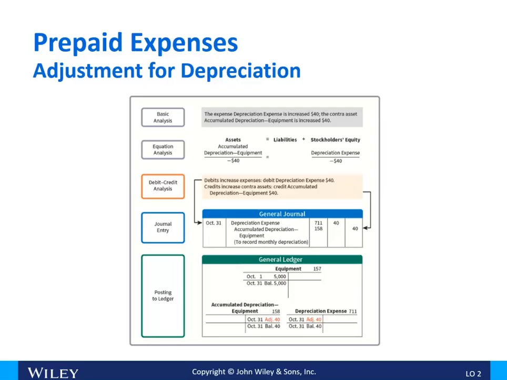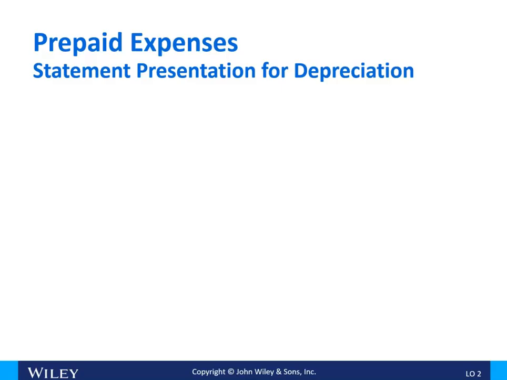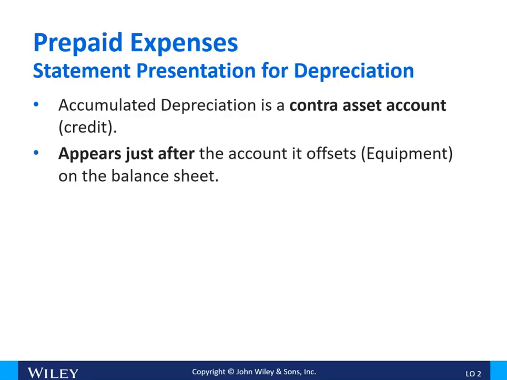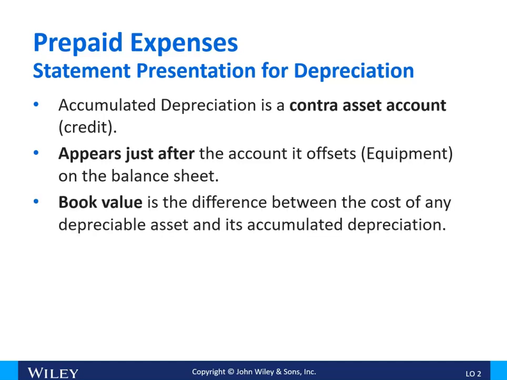When we look at the statement presentation on the financial statements, accumulated depreciation, a contra asset account, is a credit and appears just after the account it offsets, in this case equipment. The book value is the difference between the cost and the accumulated depreciation. So if you hear the term, what's the book value of your assets, they're looking at the cost, which doesn't change year to year, and the accumulated depreciation.